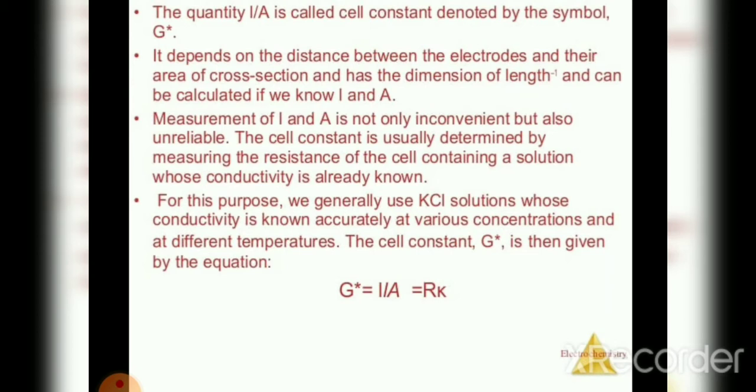It is usually determined by measuring the resistance of the cell containing a solution whose conductivity is already known. For this purpose, we generally use potassium chloride solutions whose conductivity is known accurately at various concentrations and at different temperatures. The cell constant G star is then given by the equation G star is equal to L by A, which is equal to R kappa.